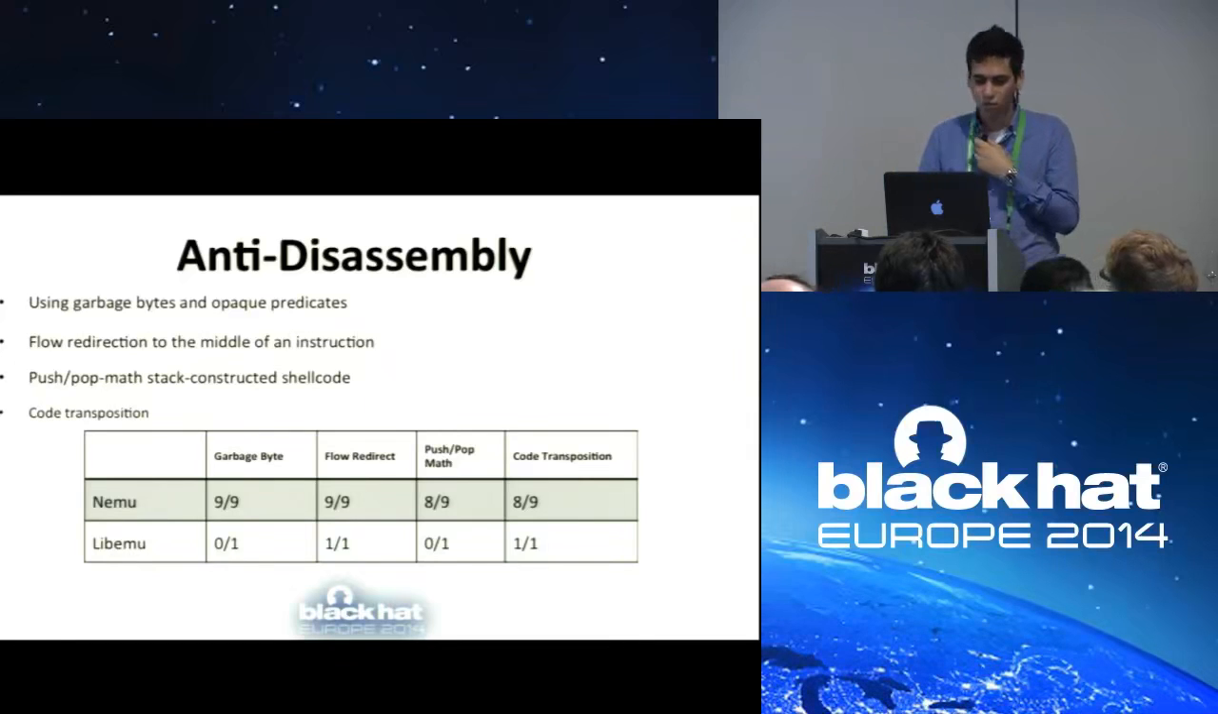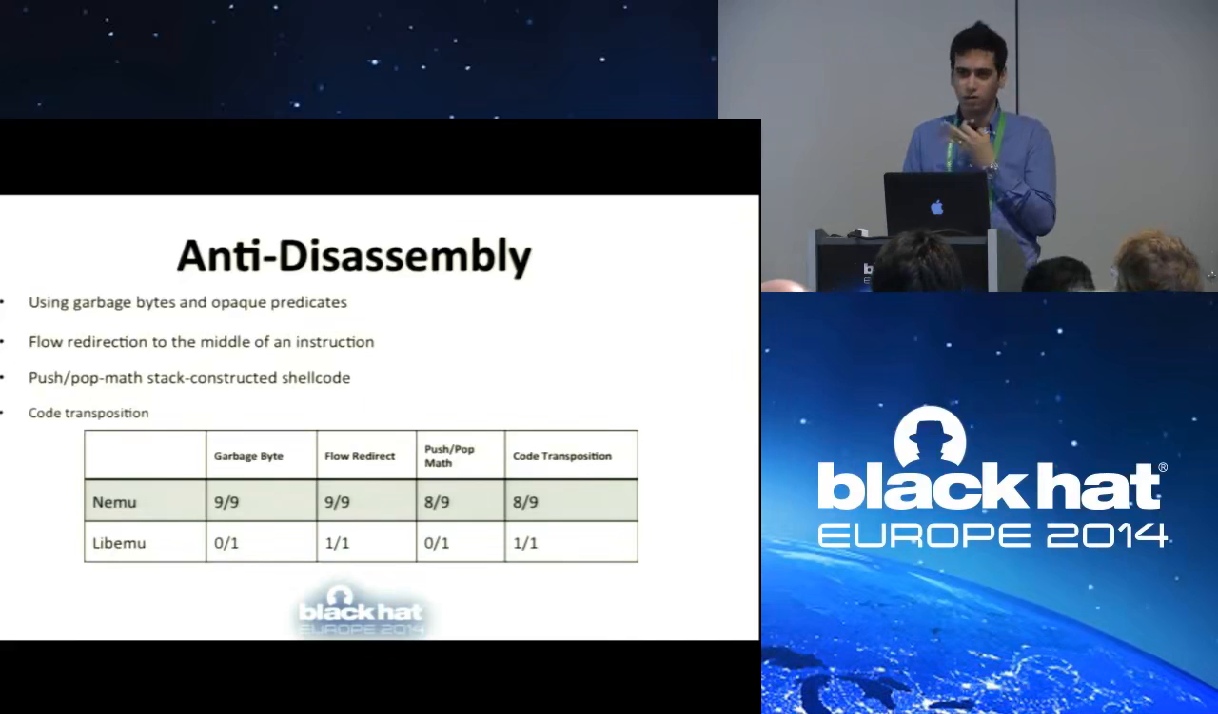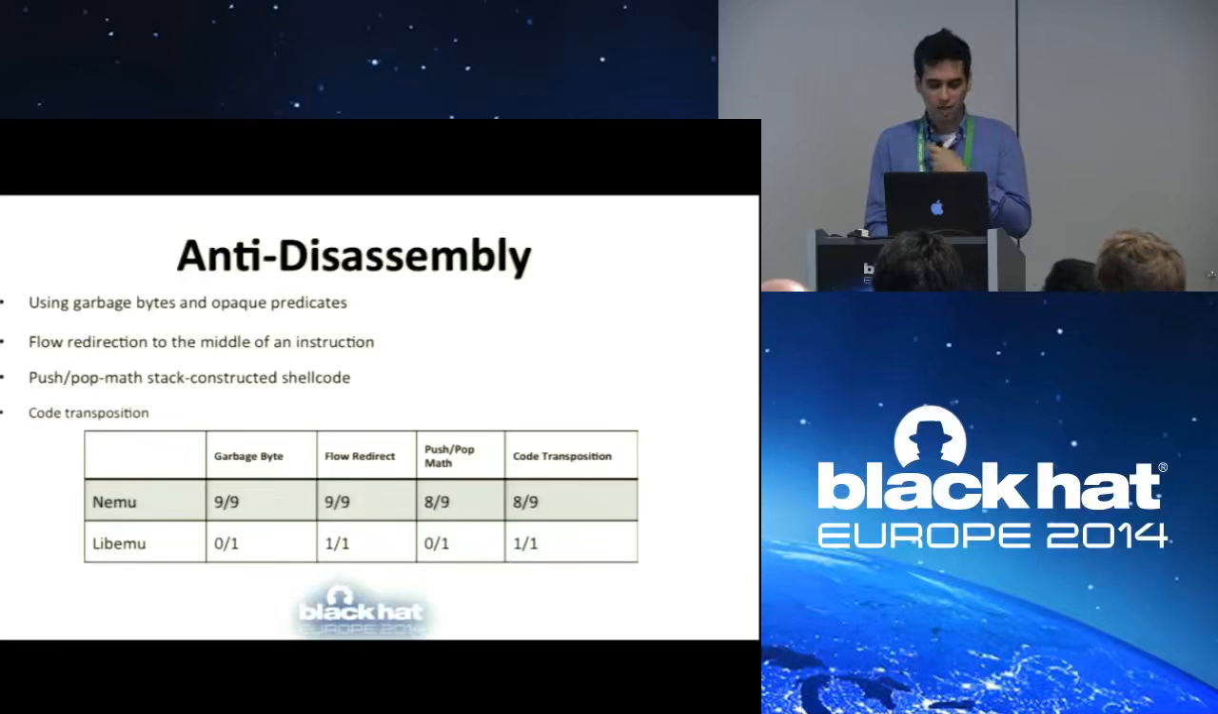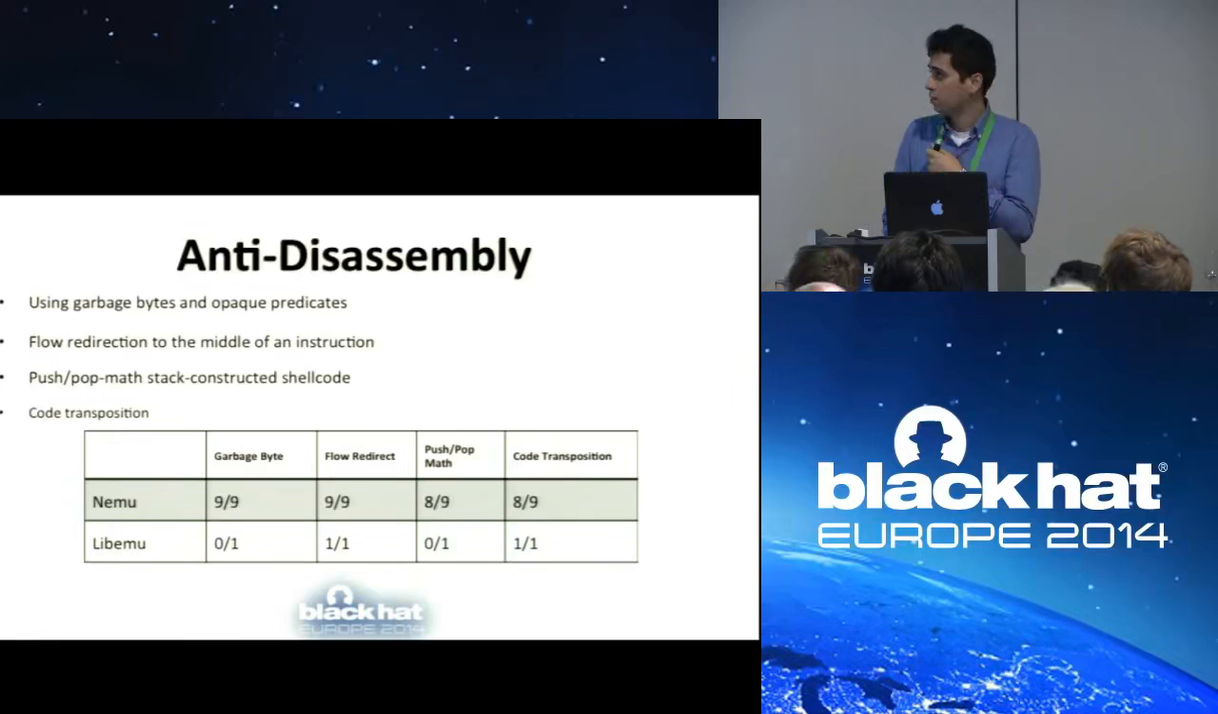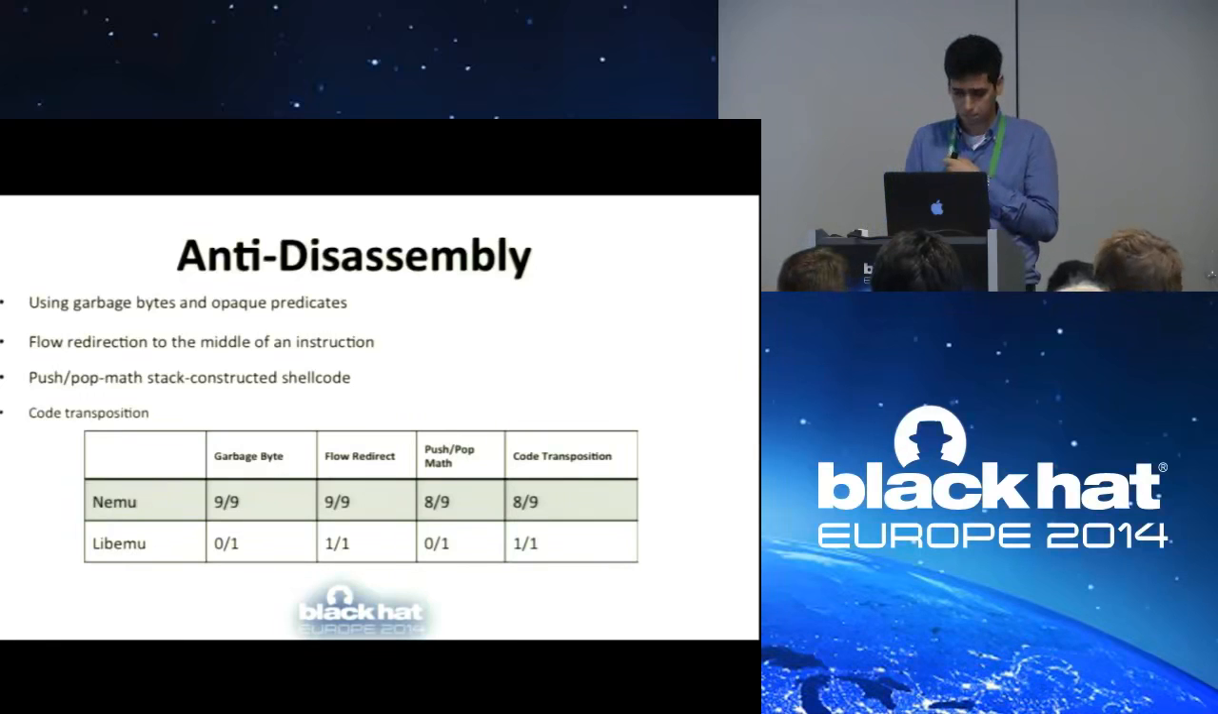Anyway, there were four types. The simplest one, which everybody probably uses, is using garbage bytes, right? Another one was flow redirection, then push-pop mask, and then code transposition.